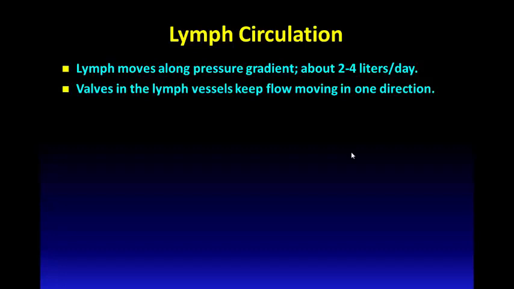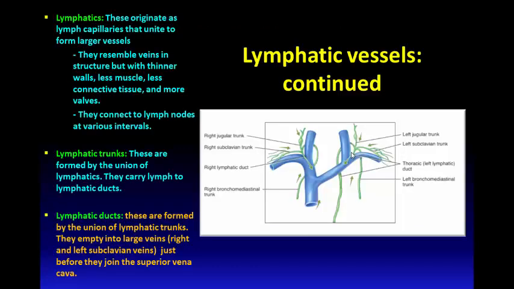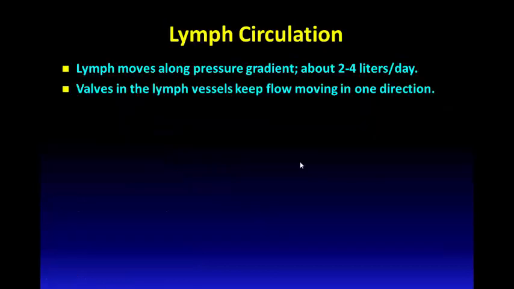Lymph is the fluid which moves along the lymphatic vessels, along the lymphatic capillaries, and along the lymphatics, along the lymphatic trunks, and along the lymphatic ducts back to the circulatory system. It moves along a pressure gradient, and the amount which moves is approximately 2 to 4 liters per day, and this is actually equivalent to the excess fluid which has filtered at the arteriolar ends of the capillaries.